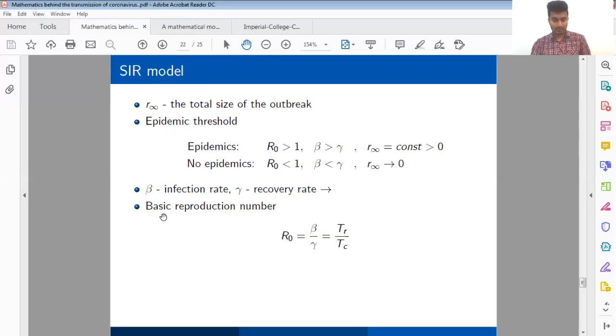So over here, R naught we're talking about is the same thing, beta over gamma, which is the time to recover versus the time it took to get a bunch of confirmed cases. So that's the ratio we have, and the basic reproduction number. So R naught is very important in this model. In fact, in all the other previous models we've seen.